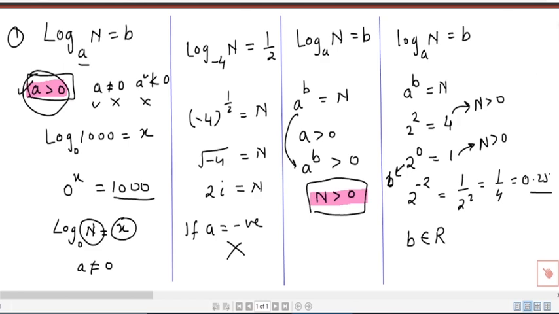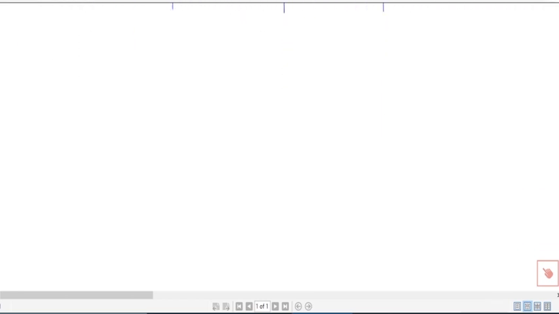So let's summarize these three facts that we have found: in a log equation, if log of n at base a is equal to b, then a should be greater than 0, n should be greater than 0, and b belongs to real numbers. These are three simple facts. Now let's discuss one more small thing. You can say this is also a fact.